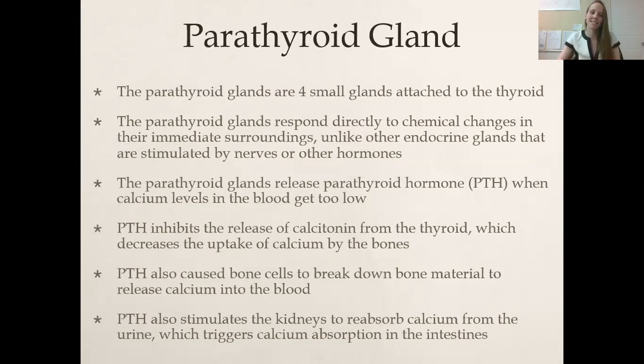So the parathyroid gland is actually 4 small glands attached to the front of the thyroid, and they also respond directly to chemical changes in their environment. So they're not controlled by the hypothalamus either. In this case, it is just going to be low blood calcium directly stimulating the parathyroid gland. And when the parathyroid gland is stimulated, it releases parathyroid hormone, or PTH. The PTH is going to inhibit the calcitonin, so it'll stop the calcitonin from being released from the thyroid.